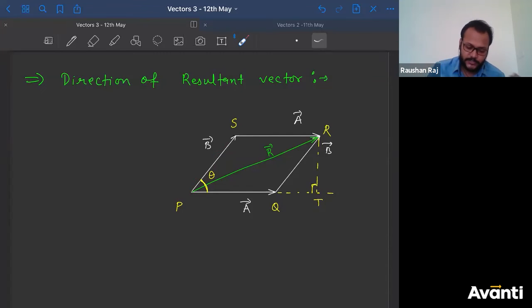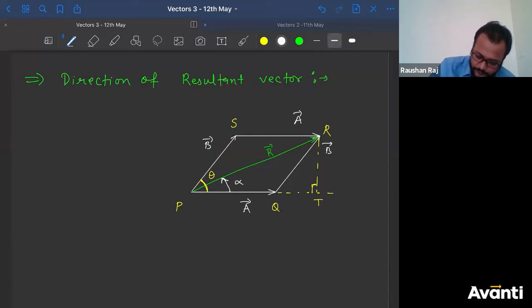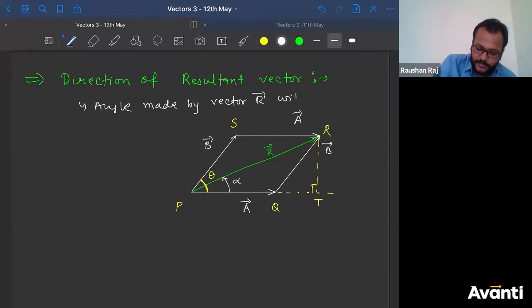So let us assume the angle made by vector R with A is alpha. समझ में आया क्या बोला मैंने? The angle made by vector R with vector A is what? Alpha. Okay, so direction of resultant vector: the angle made by vector R with A is alpha.